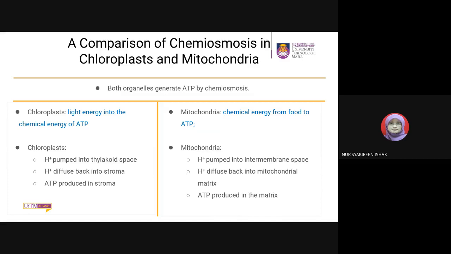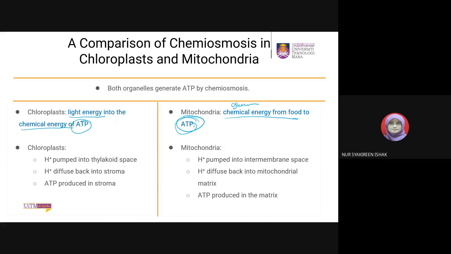So, but as for chloroplasts, it involves what? Light energy to be converted into chemical energy, which is ATP. But for mitochondria, chemical energy from food into ATP. Okay, so cellular respiration basically it breaks down what? Glucose kan? Glucose through a series of reactions kan? Glycolysis, link reaction, the citric acid cycle, and also oxidative phosphorylation until it produces ATP molecules.